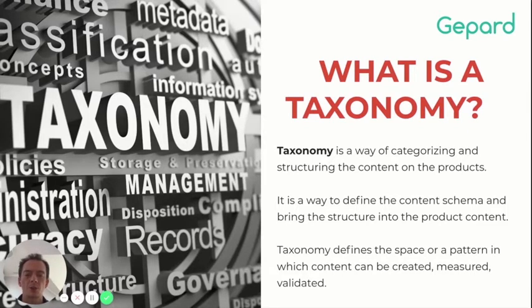So how do we actually structurize it and make a proper storage of it? And here comes the taxonomy. Taxonomy is a science, and it's a science of categorizing and structuring the content on the products. It's a sort of a way to define the product content schema and to define how exactly the content should be structured, how it should be presented. And it creates a sort of a pattern or a space where content could be placed, and that makes it measurable and possible to validate.